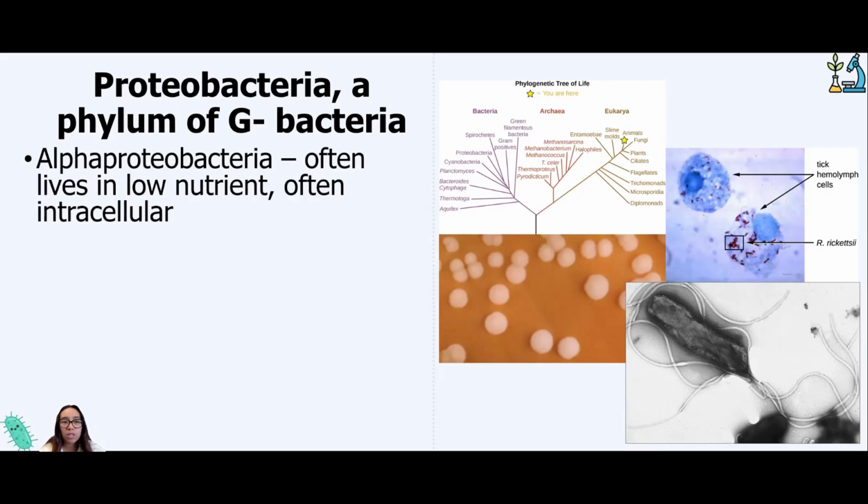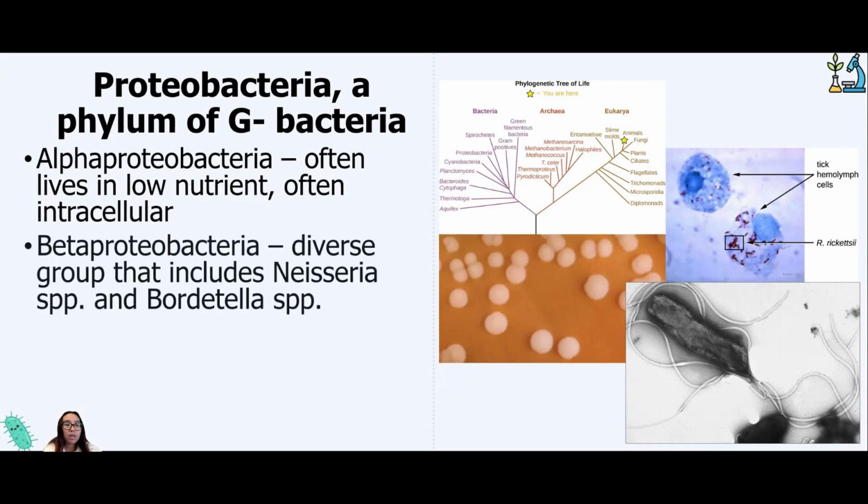The alpha proteobacteria are going to be these gram-negatives that live in very low nutrient environments. Often they are intracellular, meaning that they live inside of their host or whoever they're trying to infect. And so here is an example of a bacteria living inside of another cell. Beta proteobacteria are another pretty big group of proteobacteria. By the way, these are subcategories of the proteobacteria. It's a very diverse group, and includes Neisseria, one of which is Neisseria gonorrhoeae, which causes gonorrhea, and then Bordetella, one of which causes whooping cough.